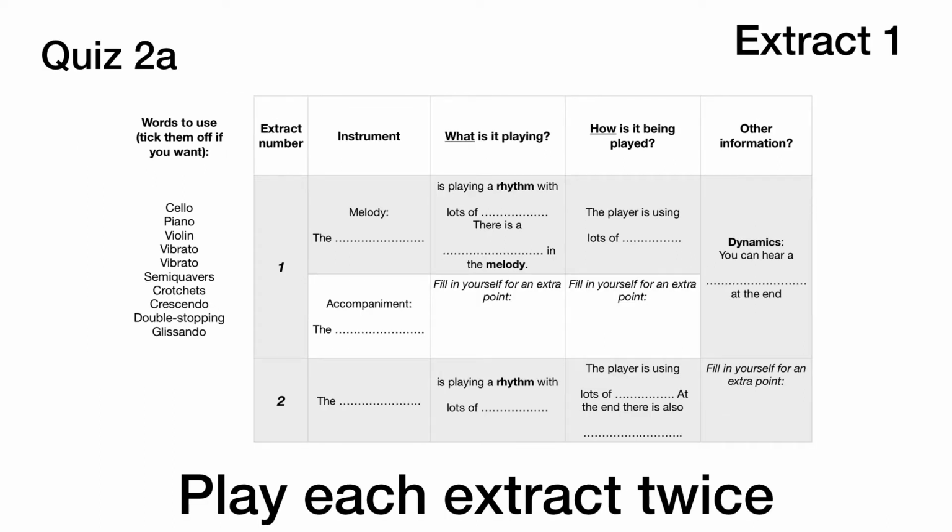This is extract 1. We're going to be listening to the melody and the accompaniment. You've got some words on the left there to fill in the gaps. Remember, you just want to complete extract 1. You may play it twice. I'm just going to play it once.